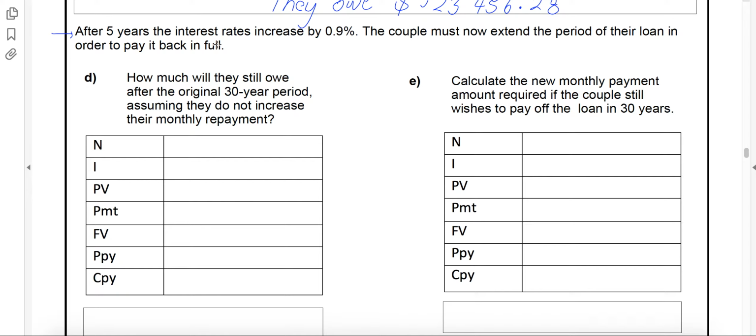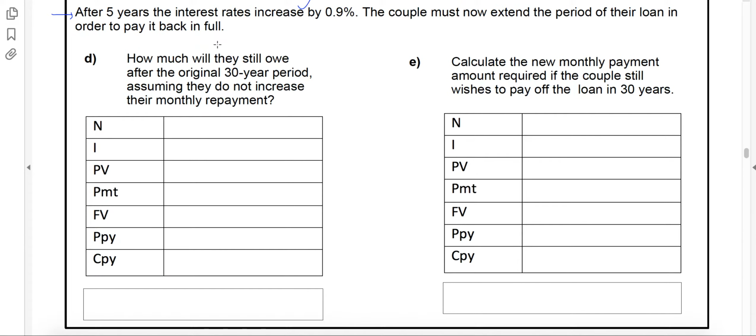If the interest rate goes up, that means that the payment you're making is now not going to pay off that loan in the same time period that you first took out that loan. So basically the 30-year period that they initially made, they're not going to pay that off if they keep paying their 2184, which is what their monthly payment was. So what we're going to first look at is how much are they actually still going to owe? If they just keep paying the 2184, what happens at the end of that 30 years, considering that the interest was being charged at a higher rate?